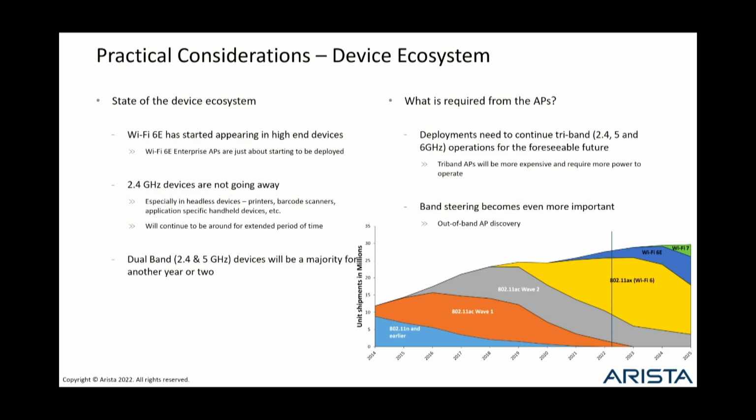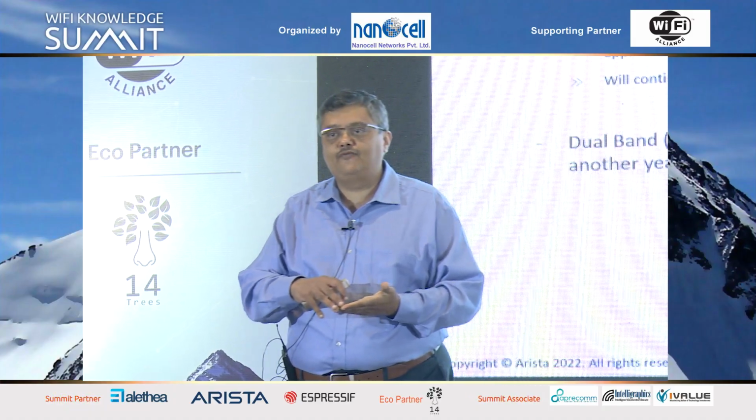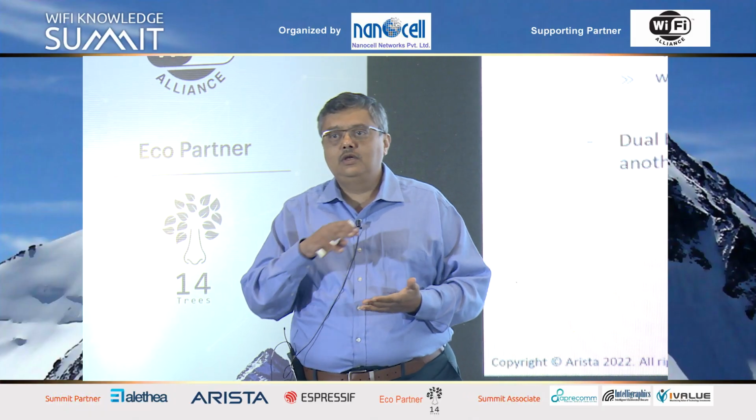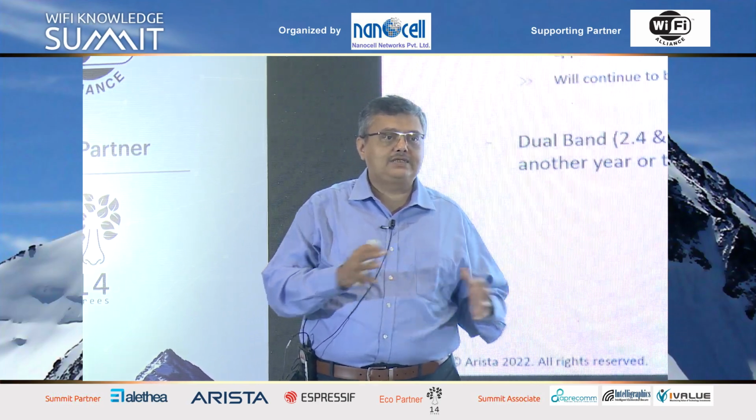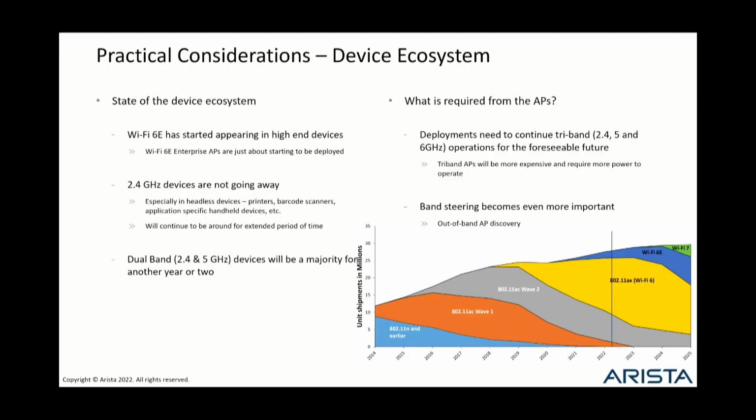So Wi-Fi 6E has started appearing in some of the high-end devices out there. Some of the latest Samsung phones already have a 6 gigahertz radio. Some of the Dell laptops, very high-end, have a 6 gigahertz radio. Apple is still not there, but it started to show up. It really started at the end of last year when some devices started coming up. And now slowly we are seeing that the 6 gigahertz ecosystem is increasing.